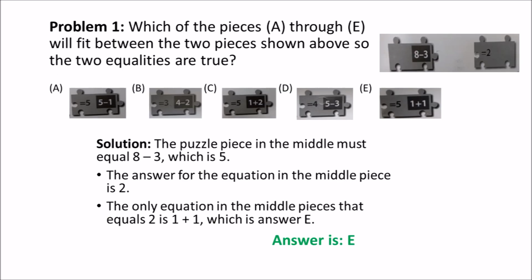To find the solution, you look at the first equation. The puzzle piece in the middle must equal 8 minus 3, which equals 5. The answer for the equation in the piece in the middle is 2. The only equation in the middle pieces that equals 2 is 1 plus 1. Therefore, the answer is E. It equals 5, and the equation 1 plus 1 equals 2.